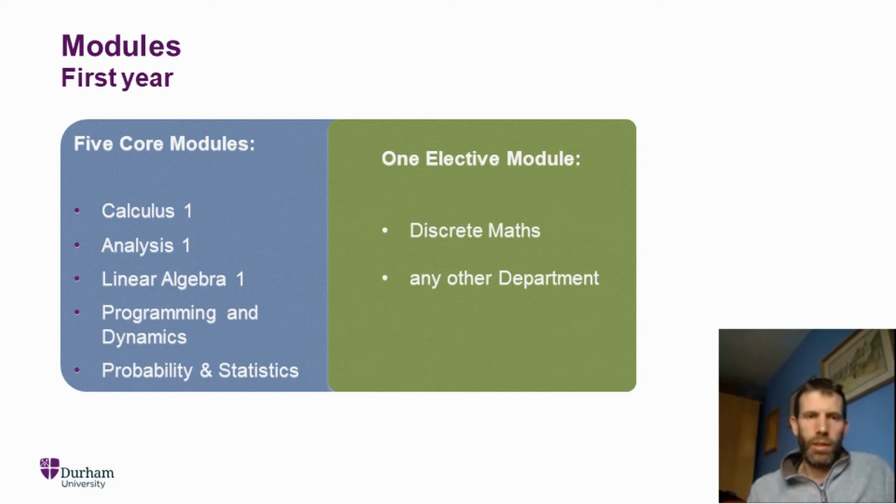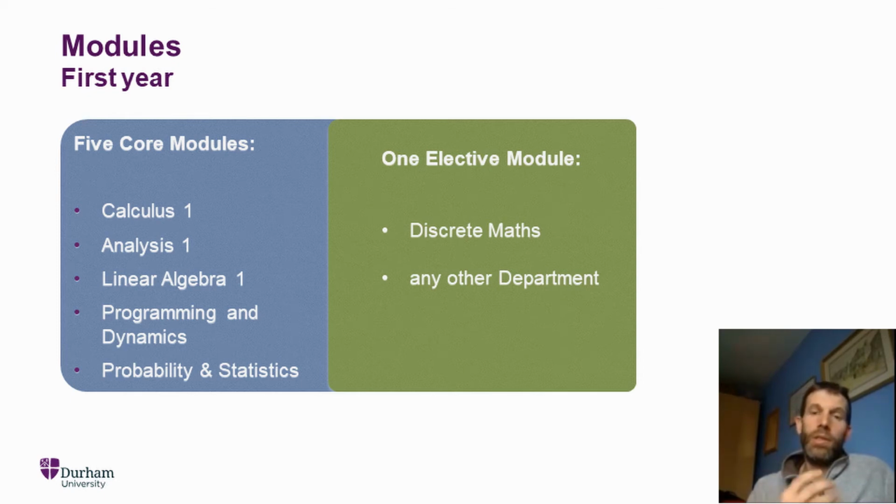And these are calculus, so integration, differentiation, analysis, which is a sort of a more hardcore version of calculus, if you like, linear algebra, which is matrices and vectors, but done in a more abstract setting, and then programming and dynamics. Programming is done via coursework, unlike most of the courses which are done via exam, and we teach Python, which is a very useful program for working with mathematics, and dynamics is sort of Newton's laws, basically. And then there's a module on probability and statistics. So these are the 5 modules that you do.